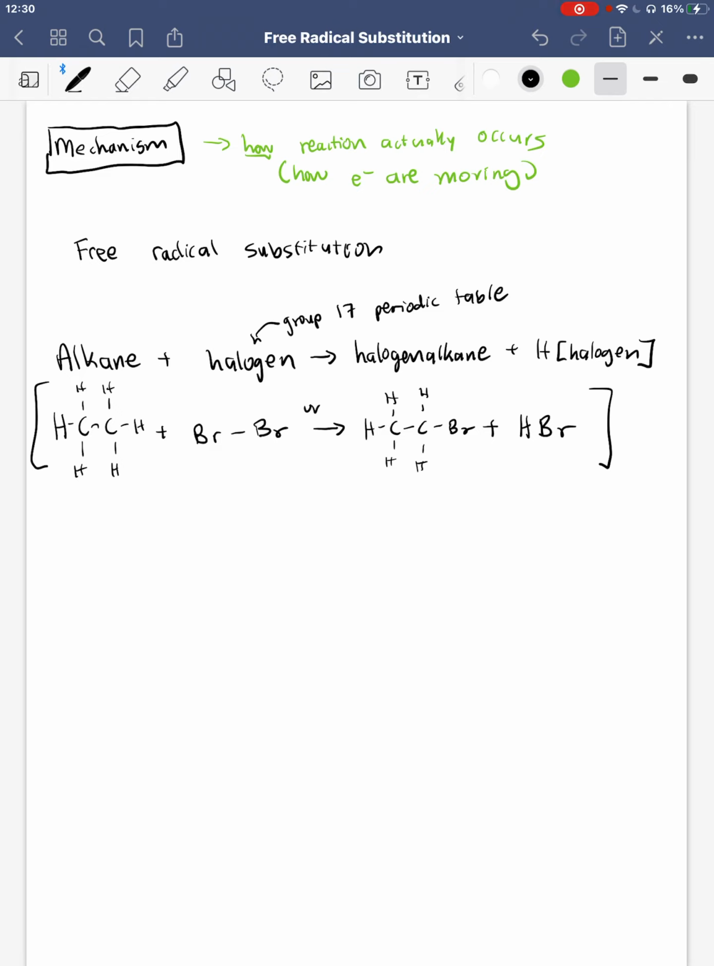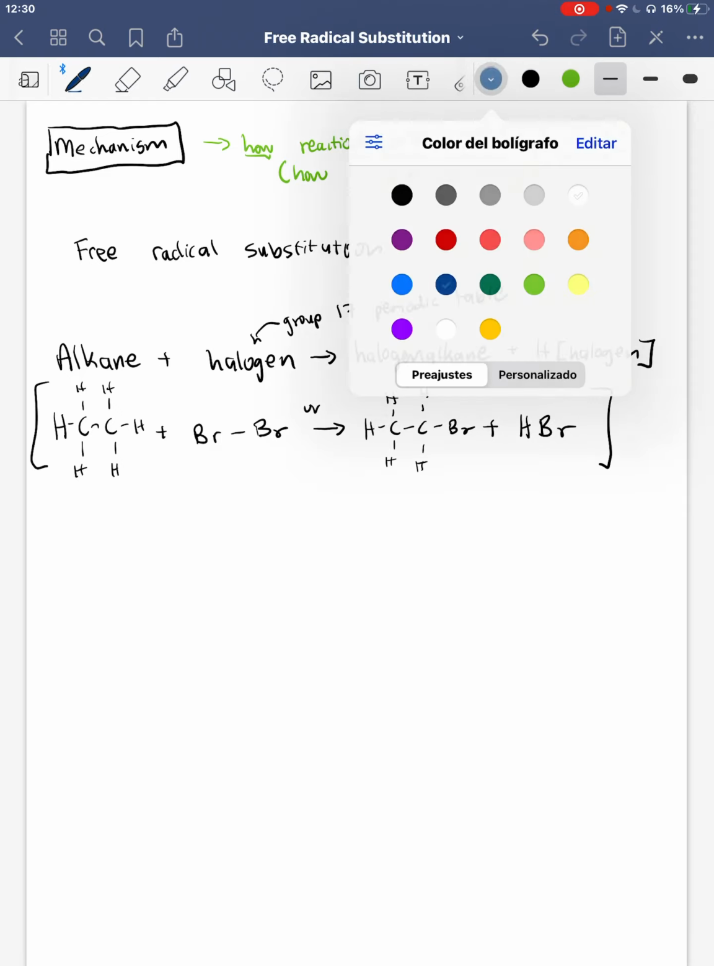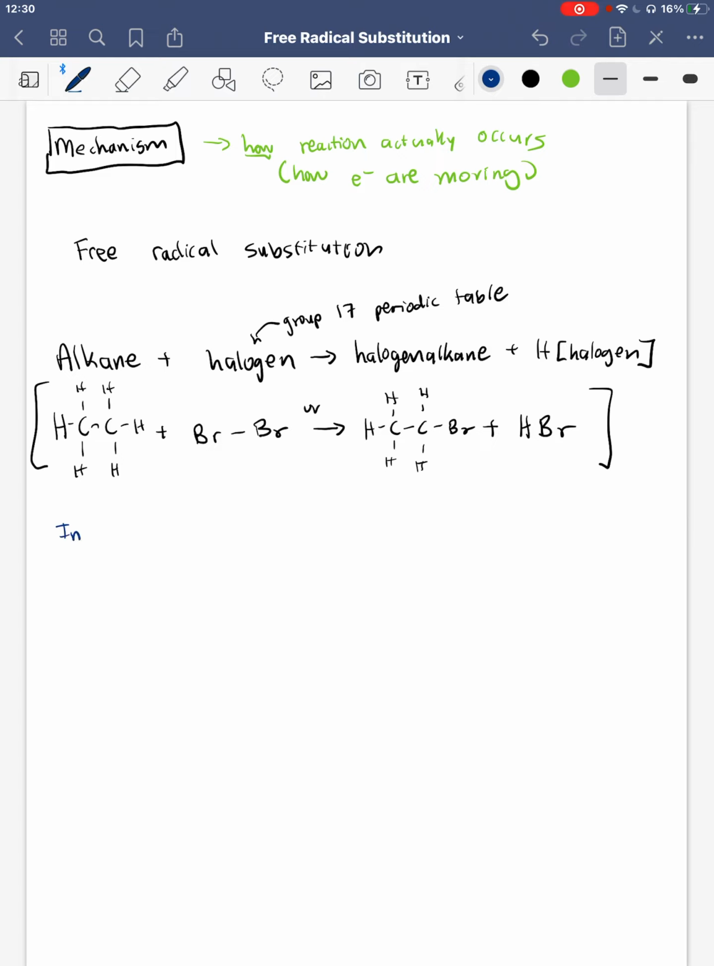Let's look at the steps, the mechanism, and this you do need to be able to produce yourself. So the first step of the mechanism is initiation. We saw today in class, you do actually need to label these steps. So we have here initiation. Initiation just deals with the halogen, so I'm just going to deal with the bromine. And in initiation, the bromine splits up using UV light to form two bromine radicals.